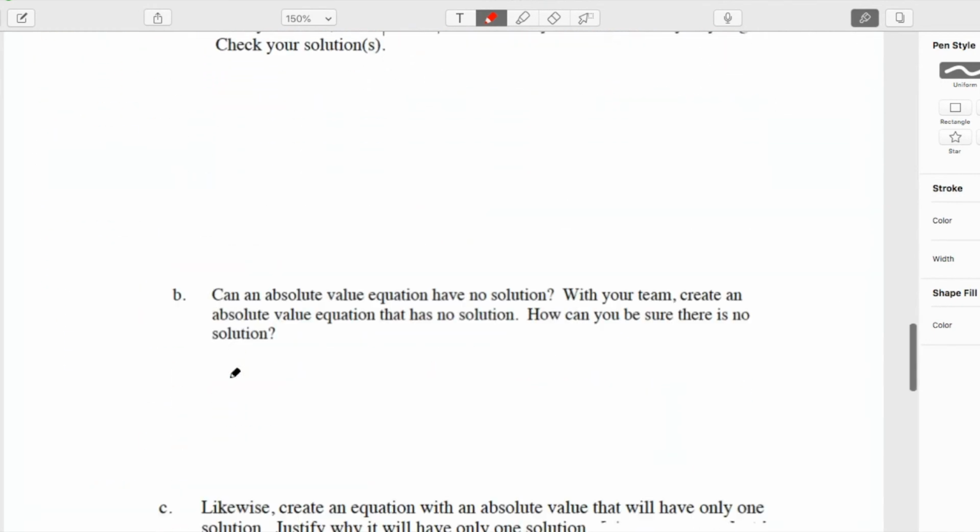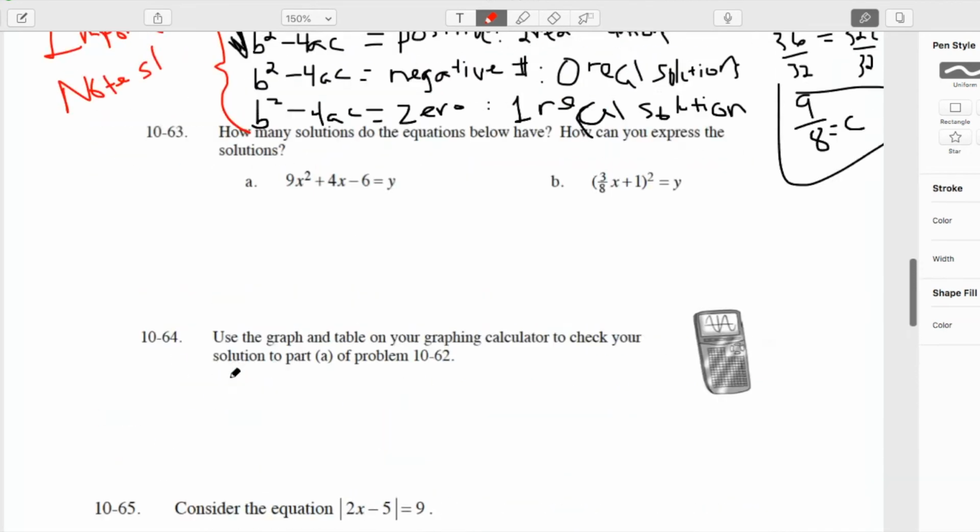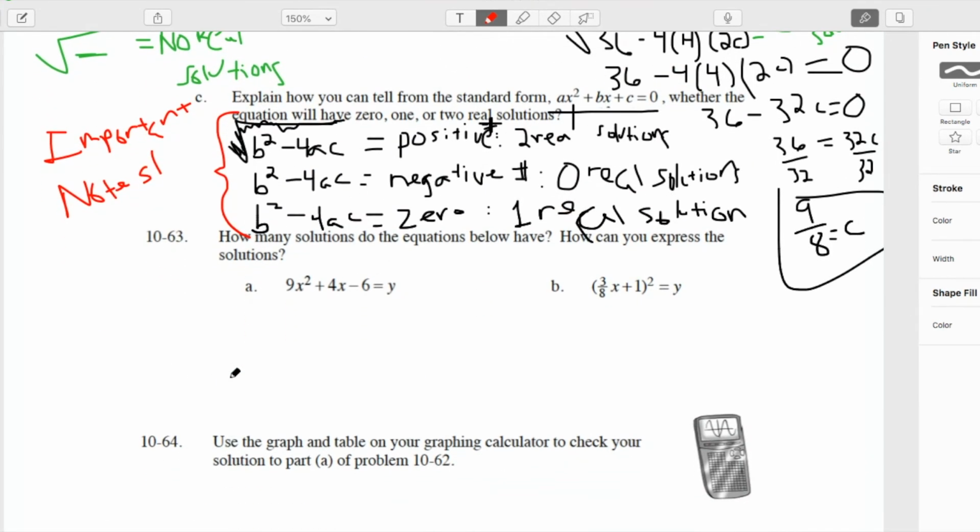All right, 1063. How much more time do we have here? Oh, man, they give you lots of problems, guys. We're going to be on this for a while. How many solutions do the equations below have? How can you express the solutions?